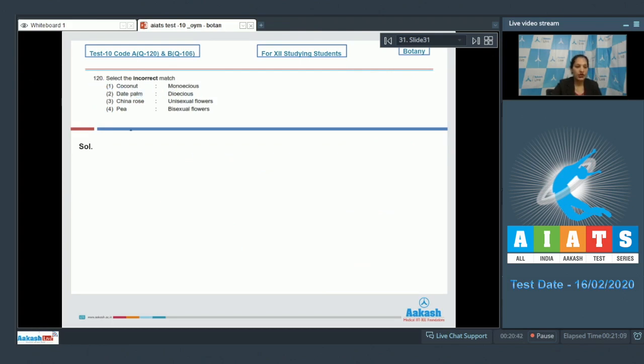Question number 120. Select the incorrect match. Coconut, monoecious. Yes, coconut is monoecious as both the sex organs are present on the same plant. Date palm, dioecious. It is also true that the date palm is dioecious because male and female sex organs are present on separate plant bodies. Third, China rose, unisexual flowers. No, China rose has bisexual flowers, male and female sex organs in the same flower. So the correct option for the given question is option number 3. Let's move to the next question.